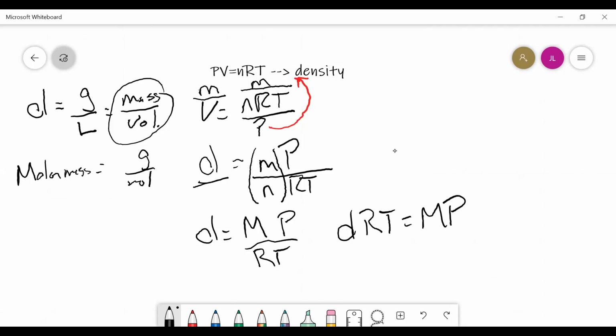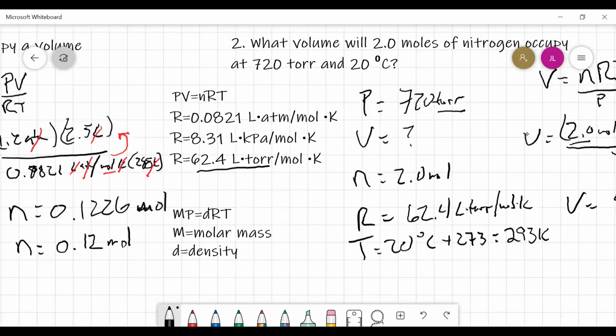So we can use this to calculate densities. If you know the molar mass, you're going to use this formula. If you know the number of moles, or you know the mass of something, or you know the density and you need the mass, you can use this one. Either way, we have a more simplified version of the ideal gas law using density and molar mass. So let's do an example problem.